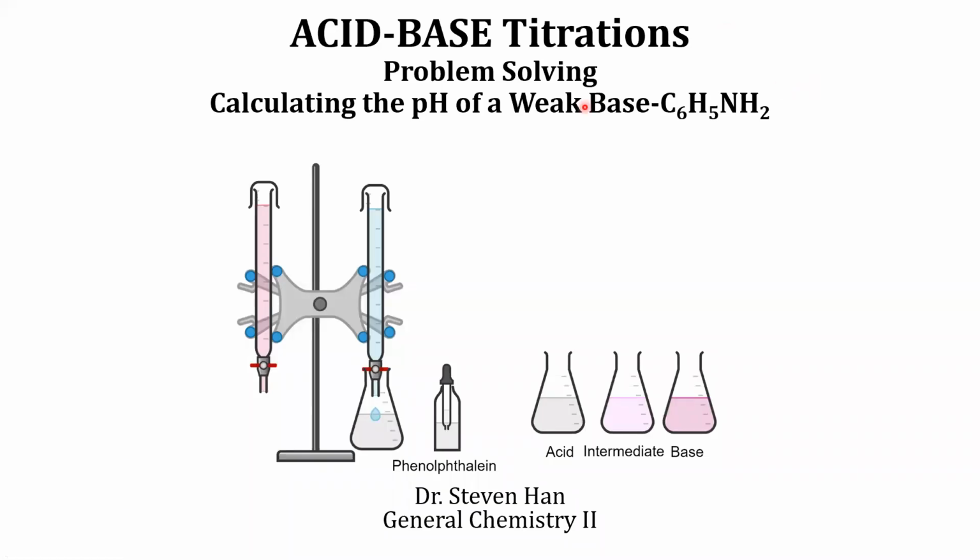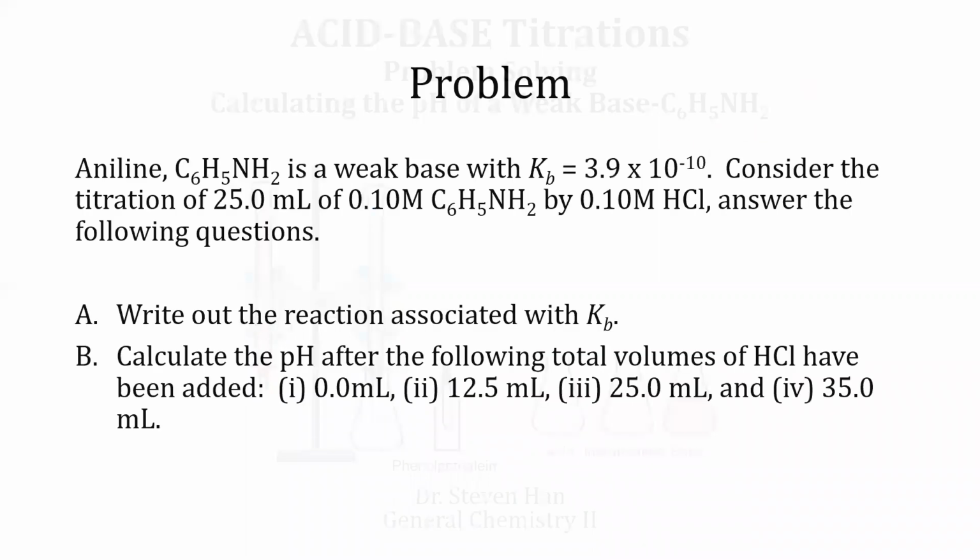This lesson is on solving for the pH of an acid-base titration involving a weak base, C6H5NH2, or aniline. Aniline, C6H5NH2, is a weak base with Kb equaling 3.9 times 10 to the minus 10. Consider a titration of 25 ml of 0.10 M C6H5NH2 by 0.10 M HCl.